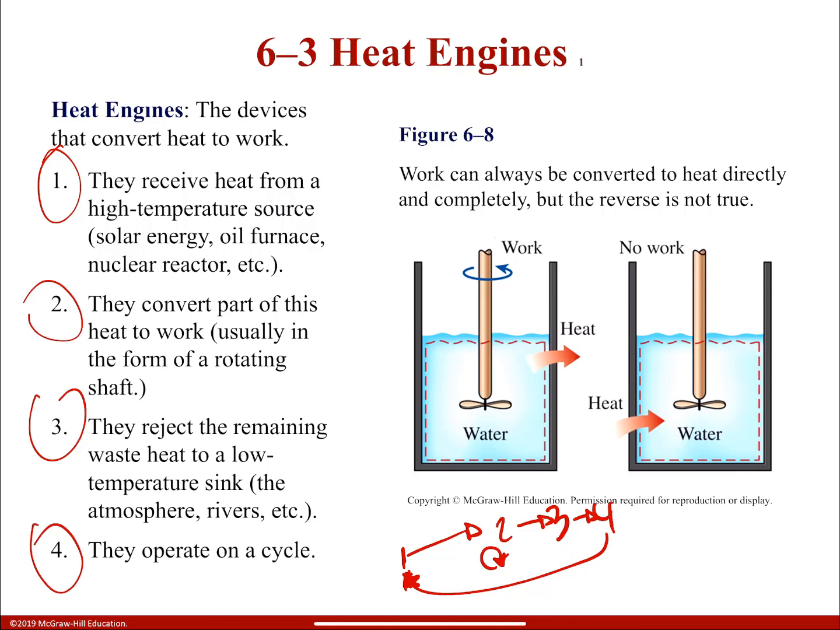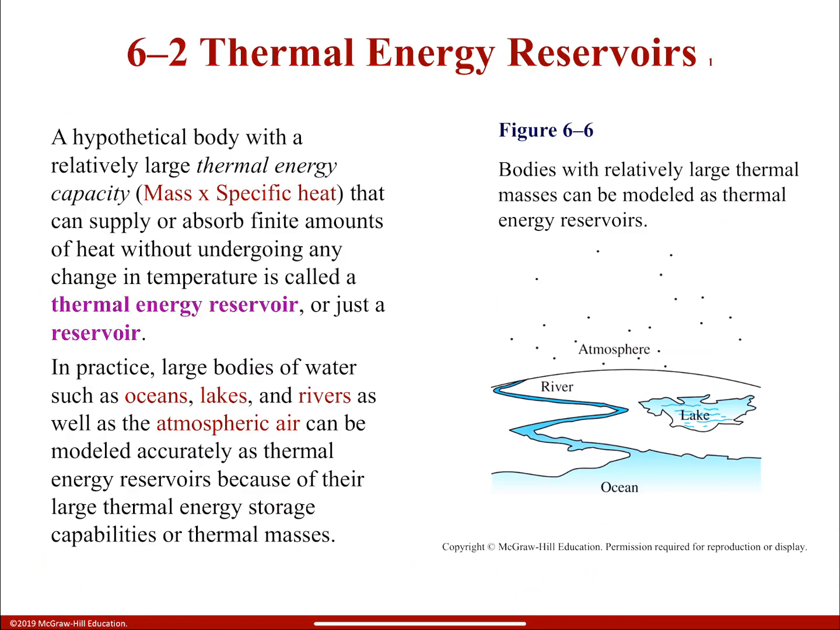And they will go 1, 2, 3, 4, 1, and they can do it as many times as needed. Like I told you, work can always be converted to heat directly and completely, but the reverse is not true. Okay, so heat engines, like the example I gave you at the beginning, let me just go back.